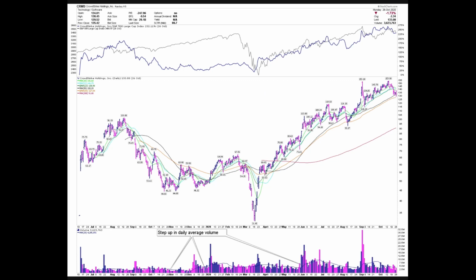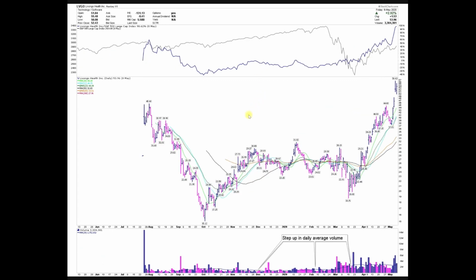Another example that I wanted to cover was LVGO. LVGO was a fairly new stock that was listed, and it's the same story that we're seeing. We see a cluster of volume where the average volume increases. We see it taper off again, and then we see a really visible step up in daily average volume after the March timeframe on this name.